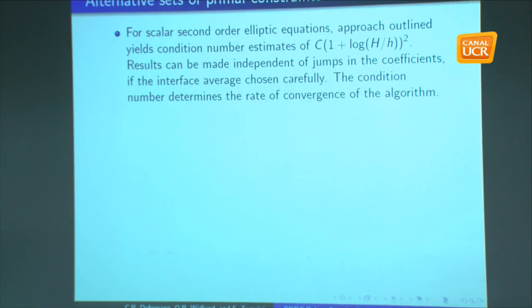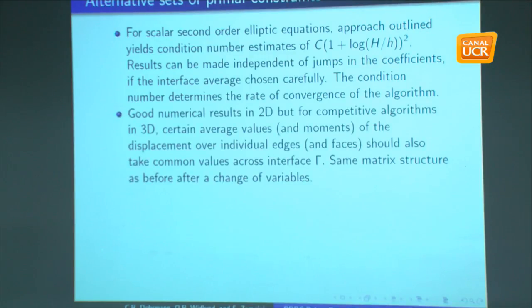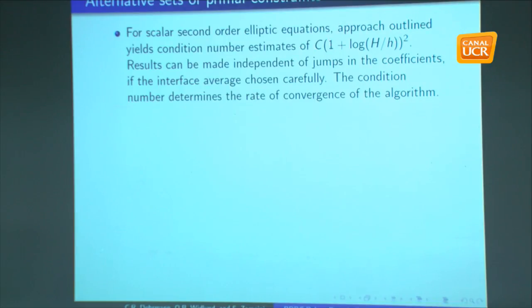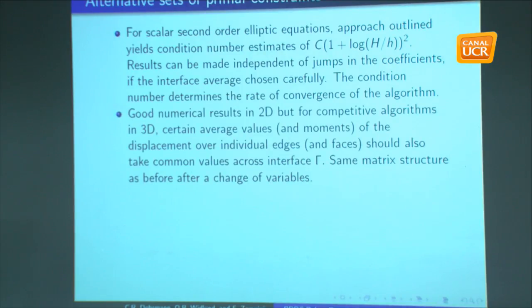So for a scalar elliptic problem, the model I showed is adequate. The primal spaces are good, and we can get condition number bounds of this type. This is a logarithm of the number of elements across a subdomain. And then the results can be made independent of the jumps. And the condition number, as I said, determines the rate of convergence of the entire algorithm.